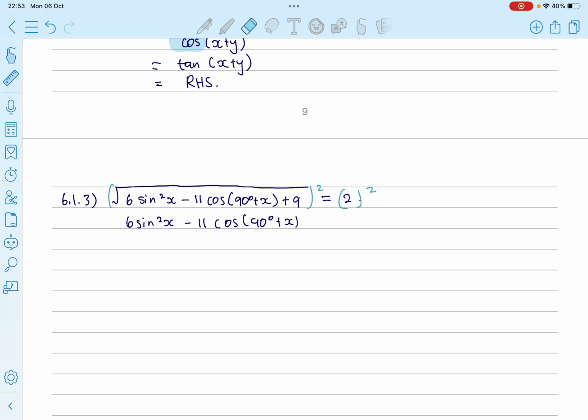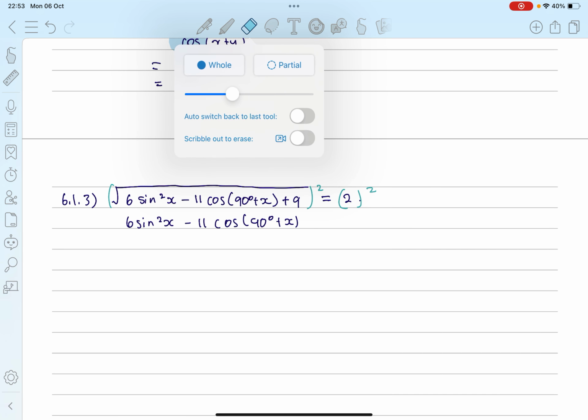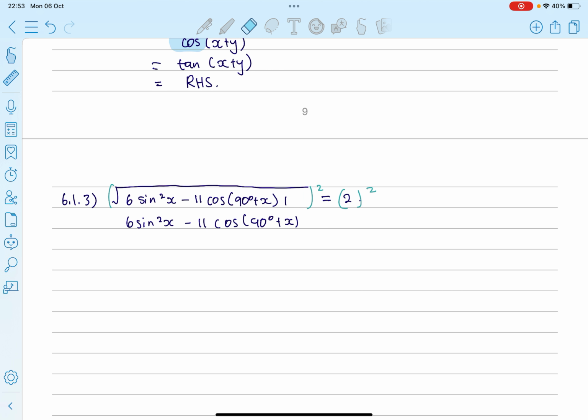And then where did this 9 come from? It's a 7. Here it's a 7. I don't know where that 9 came from. Plus 7. And this is now equal to 4.